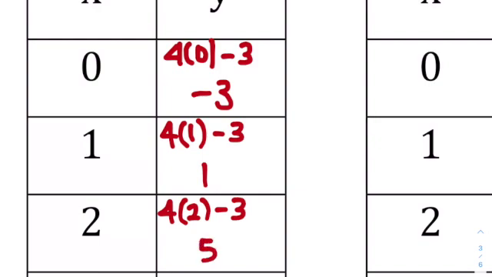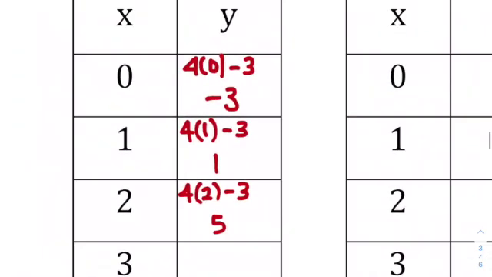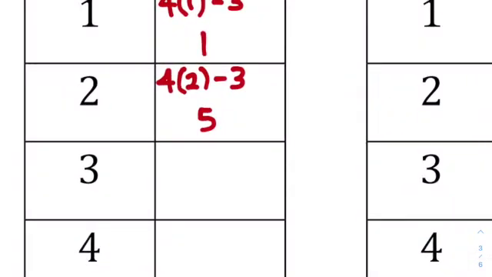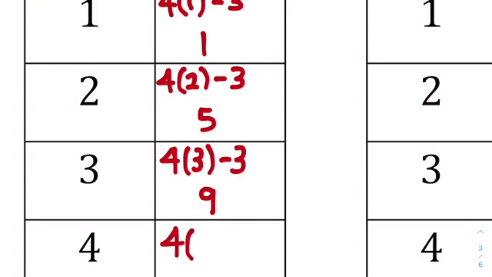I'm plugging in the numbers where the x is, because those are the x values: 0 is the x value, 1 is the x value, 2 is the x value, using the equation above. Then 3 is 4 times 3 minus 3, that's 12 minus 3, which is 9. Then I have 4 times 4 minus 3, that's 16 minus 3, which is 13.